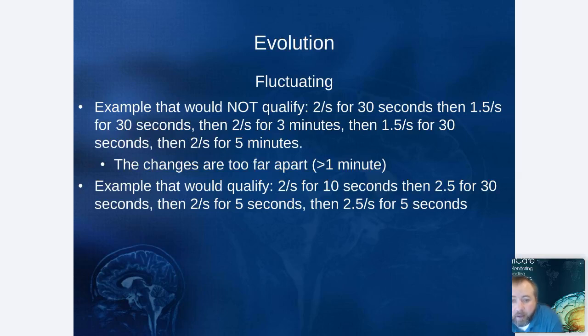Yep. An example that would not qualify for fluctuating would be 2 per second for 30 seconds, then 1.5 per second for 30 seconds, and then 2 per second for 3 minutes, and then 1.5 for 30 seconds, and then 2 for 5 minutes. The changes are just too far apart. They're greater than a minute. An example that would qualify: 2 per second for 10 seconds, then 2.5 for 30, then 2 for 5, then 2.5 for 5. You're going back and forth, but all within that minute time frame.